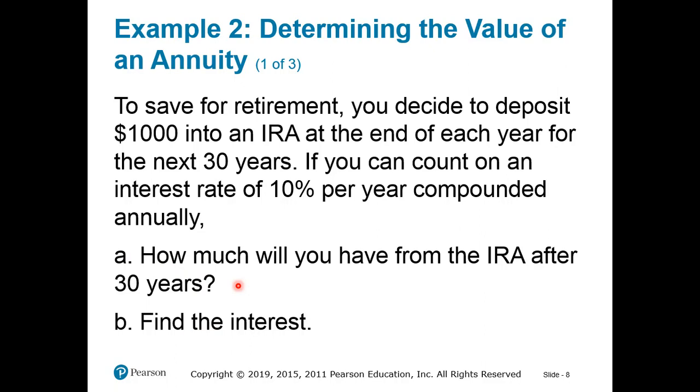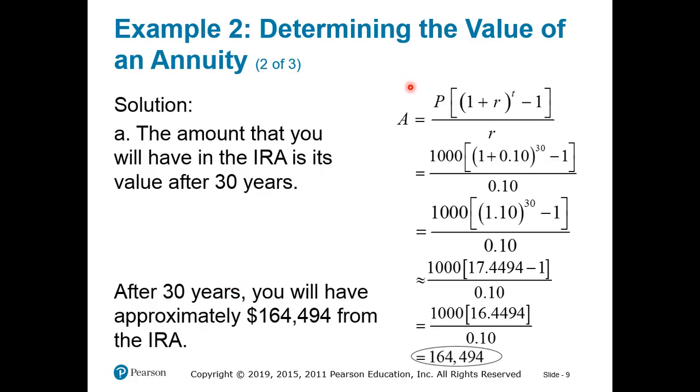So how do we do part A? Well, we're going to use that formula. We're going to take this formula and plug in the payments. So this is actually payments, right? P here represents the regular payments, not principal. So your payment is going to be 1,000. R is 10%, so it's going to be 0.1. T is 30 years minus 1, and then again divided by 0.1. And so all you're going to do is put this in your calculator and solve.